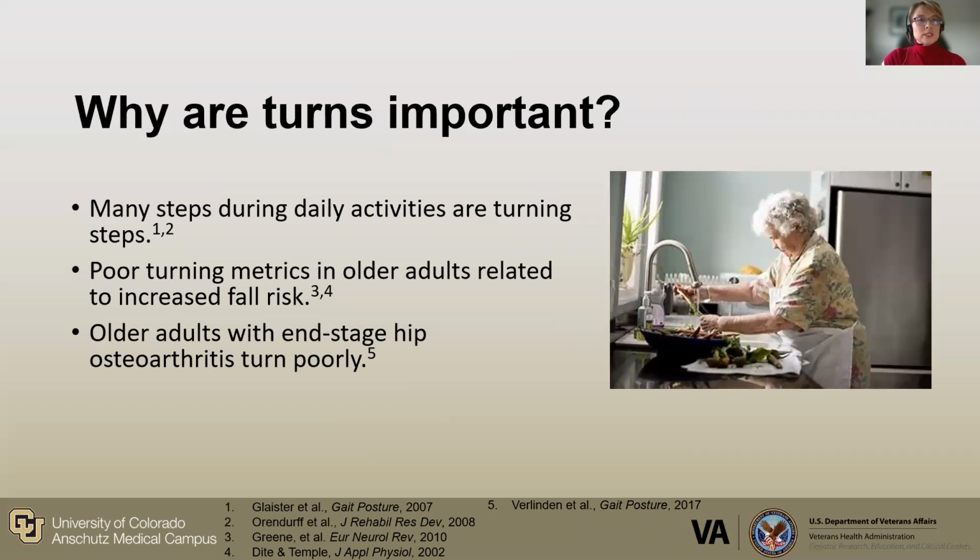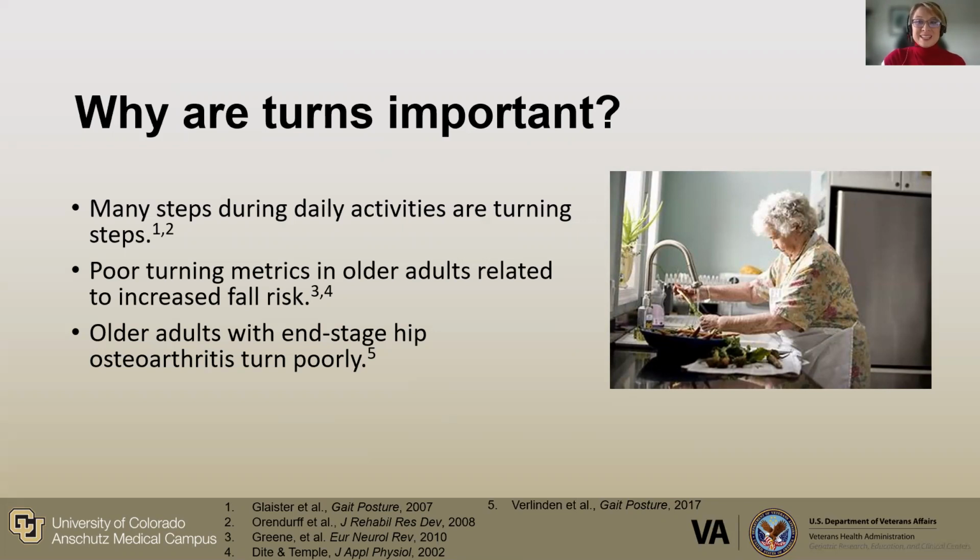And so this abstract focuses on evaluating turns. So why are turns important? Well, as many as 50% of our steps taken during daily activities are turning steps. So if you think about preparing a meal in your kitchen, a lot of those steps are turning, involving going to the fridge, countertop, sink, whatever you need to prepare that meal. Additionally, there seems to be a link in older adults between poor turn performance and increased fall risk.